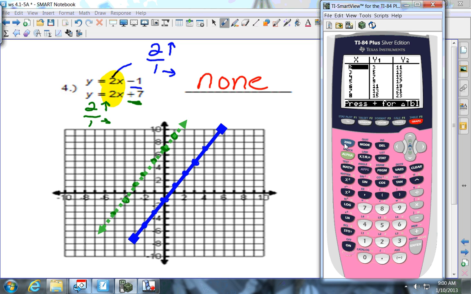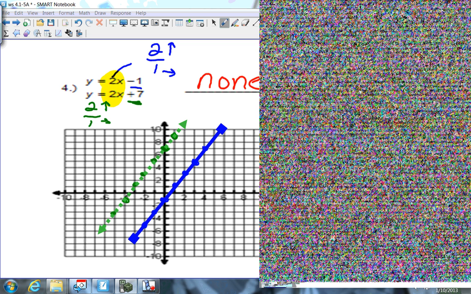Let's try what happens when we do the 3 wishes. Second trace, 5 for intersect, enter, enter, enter. It's going to give you an error because you're looking for intersection and there is no intersection. So when you get that, it's going to show you that you have 2 parallel lines and that there's no intersection.